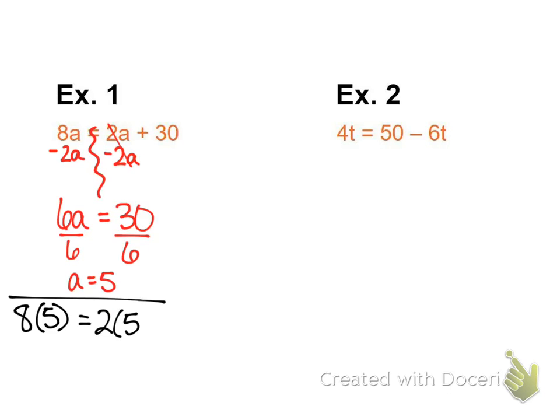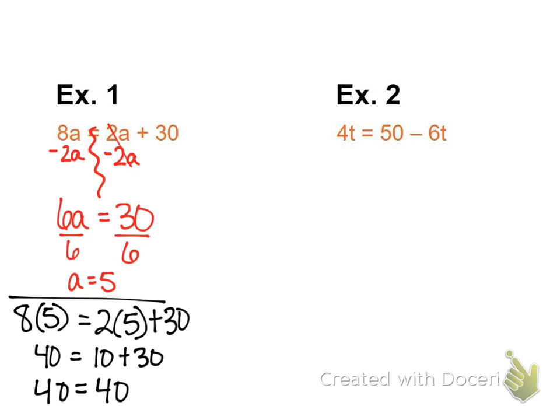equals 2 times 5 plus 30. So I rewrote the original problem, but instead of a's, I put the 5's. Now we're just simplifying both sides and seeing if they come out to equal the same thing. What's 8 times 5? What's 2 times 5? What's 10 plus 30? So does 40 equal 40?